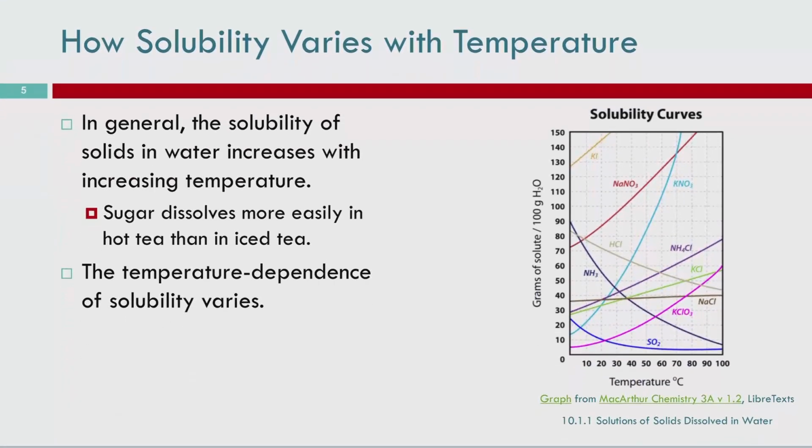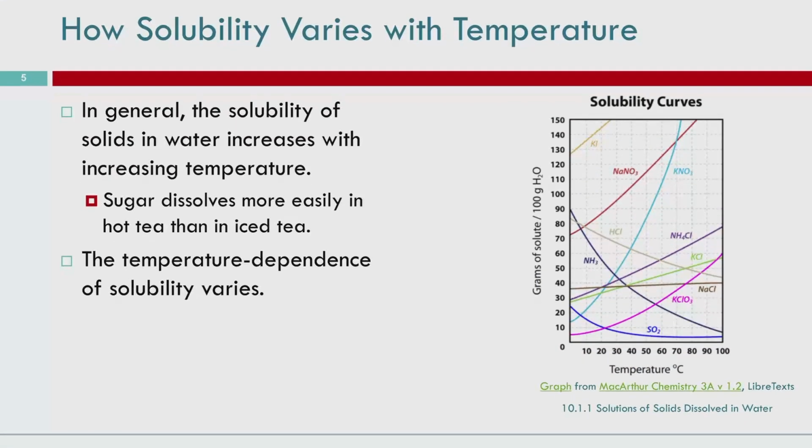The way that we can produce a supersaturated solution is by varying temperature, at least for solids. So on this slide, we're talking about the solubility of solids versus temperature. So generally, the solubility of solids in water increases with increasing temperature.